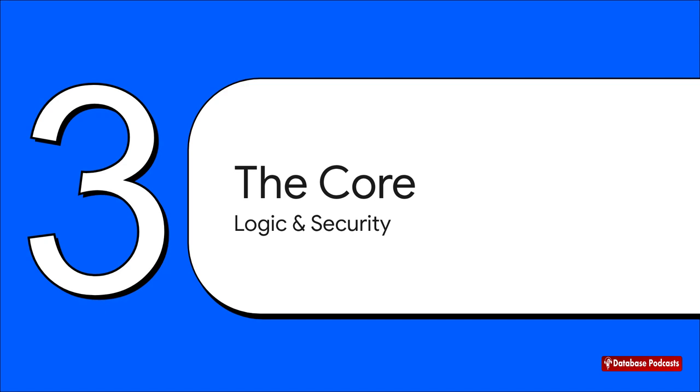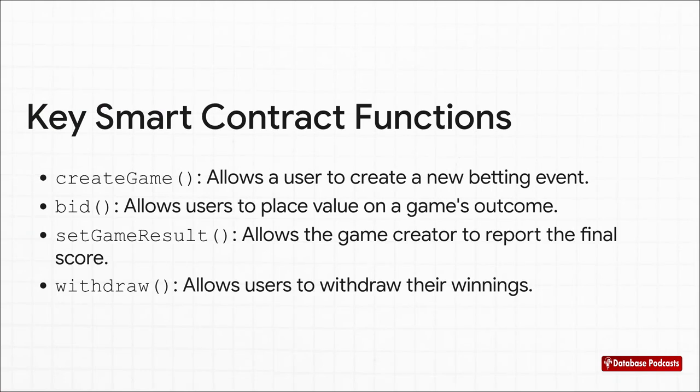All right, our data model is in place. Now we get to the fun part, building the actual logic. What does the smart contract need to be able to do? And maybe more importantly, how do we make absolutely sure that it's secure? When you boil it all down, our Dapp really just has four main jobs. These are the core functions.